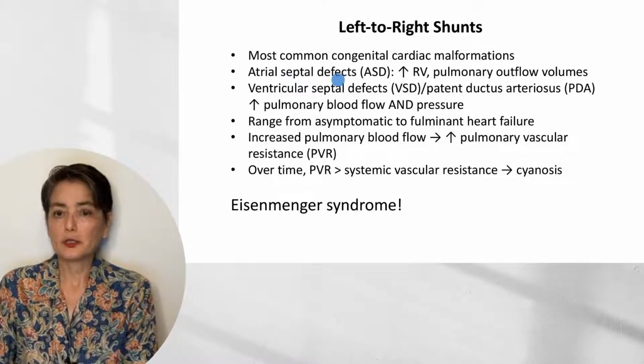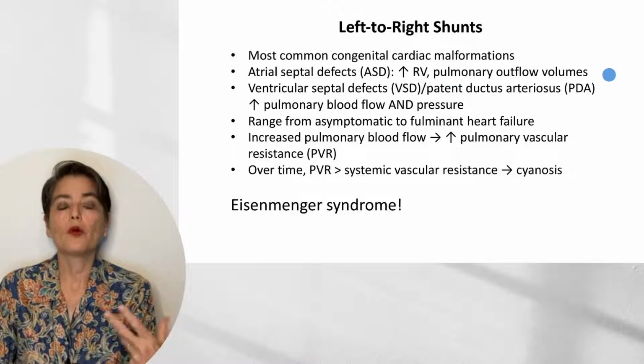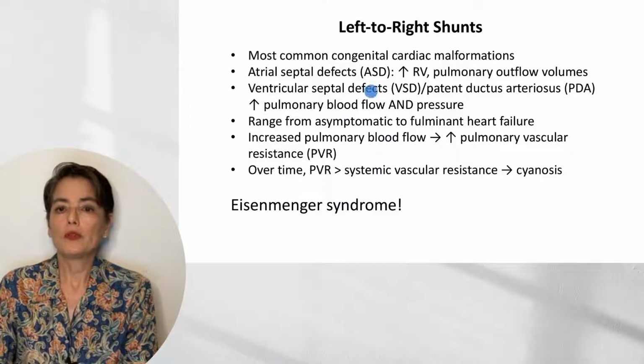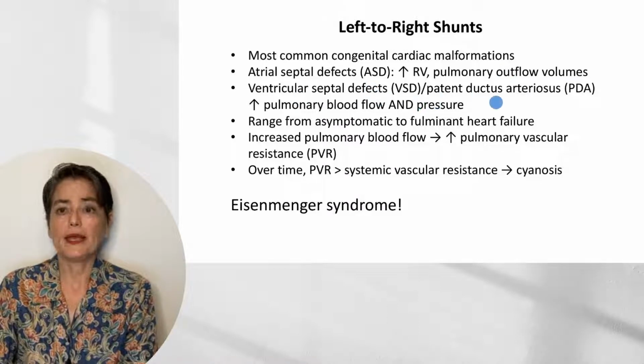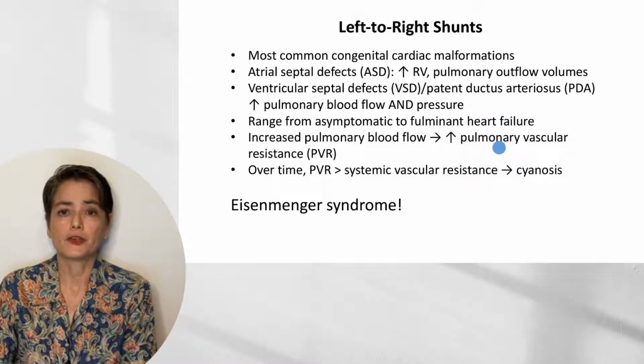In atrial septal defects, you're going to increase the right ventricular and pulmonary outflow volumes. So more blood is going to be flowing across these areas. However, you're not significantly increasing pressure. With ventricular septal defects and with the patent ductus arteriosus, not only will you be increasing blood flow, but also pressure. So this is going to have a bigger impact as far as driving you towards Eisenmenger syndrome.